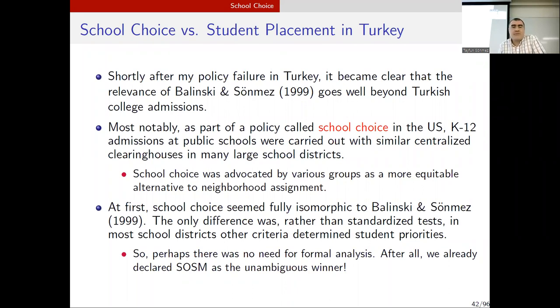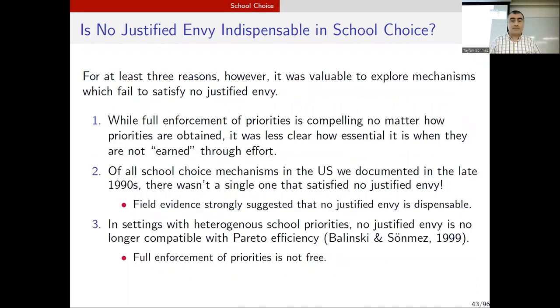So perhaps there was no need for formal analysis, right? After all, we already declared the student optimal stable mechanism an unambiguous winner. But for at least three reasons, I thought it was valuable to explore mechanisms which failed to satisfy no justified envy. The first reason was, while full enforcement of priorities is compelling, no matter how priorities are obtained, it was less clear how essential it was when they are not earned through effort.